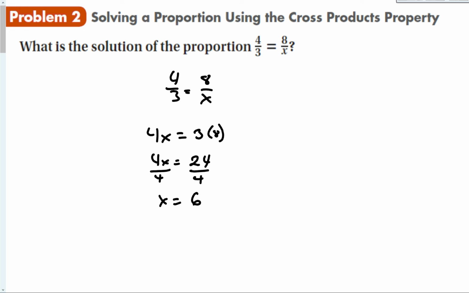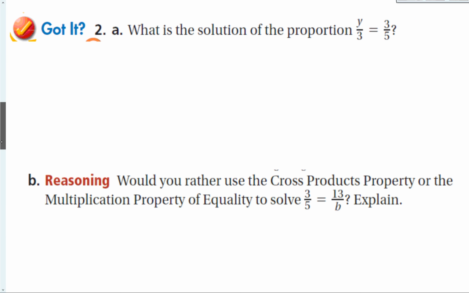Double check yourself here. I have my answer 6, right? So that's going to go down here. Notice that 4 is bigger than 3, 8 is bigger than 6, okay? My answer does make sense. And if I were to reduce it, I would actually get it to work.